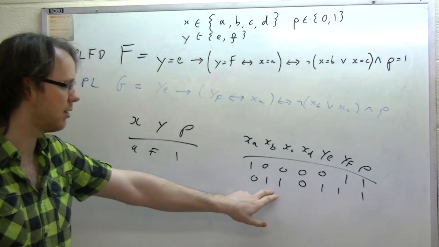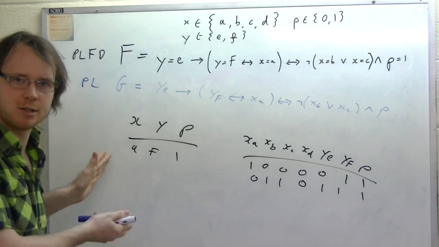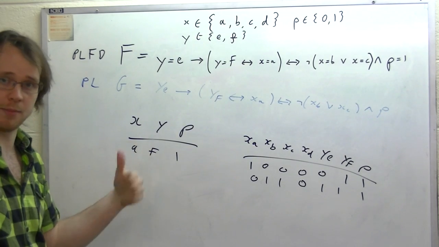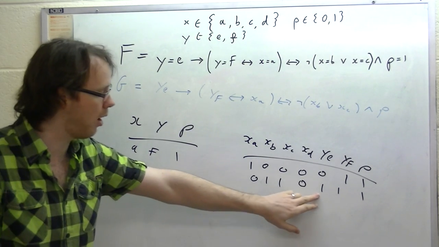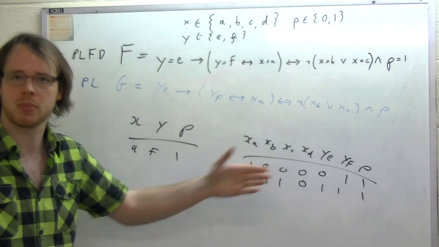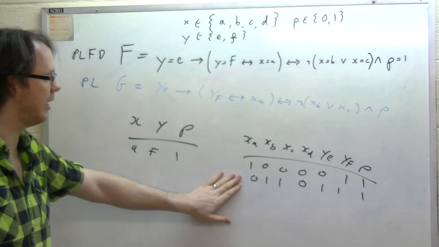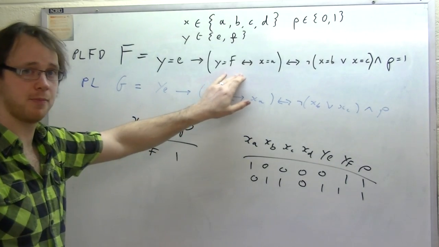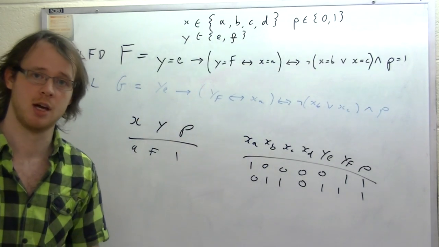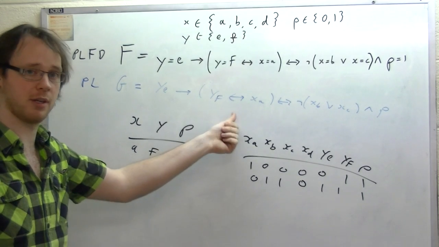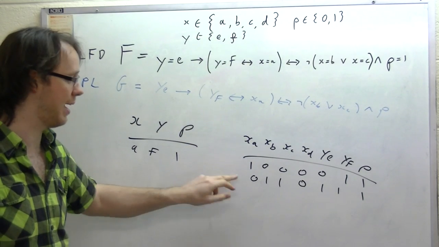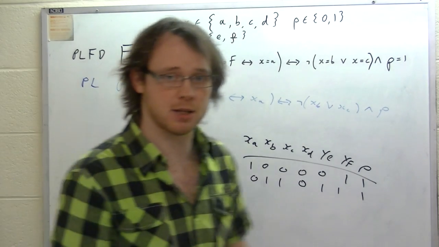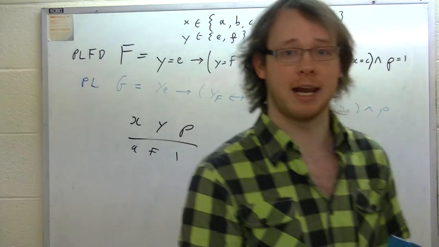Because it says that x can be b or c. Well, that's not a valid interpretation in PLFD. Each variable can be at most one value. It says that y can be e or f. So what we have here is something that's a model for G, which isn't a model of F, which means they're not equivalent. So what we're going to need to do is add something to G to make this not a model for G anymore. And the thing we're going to add is something called a domain axiom.